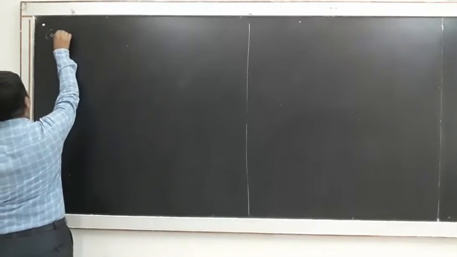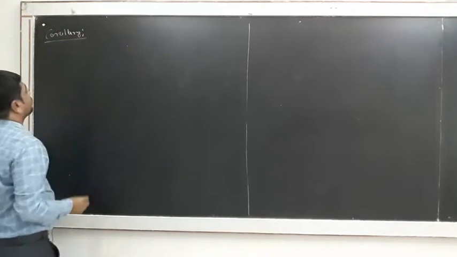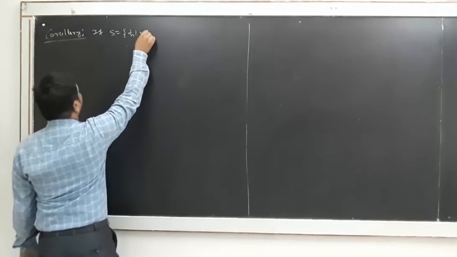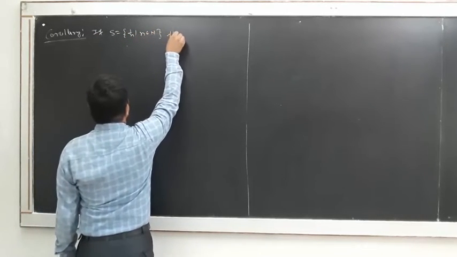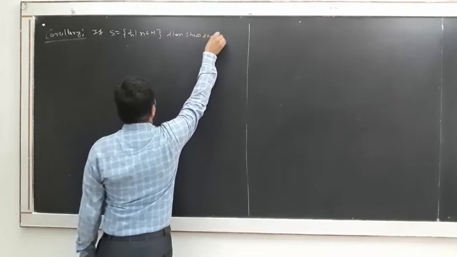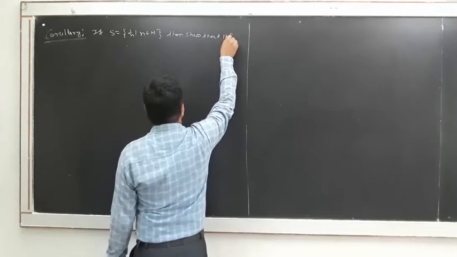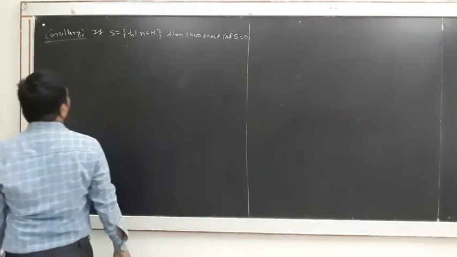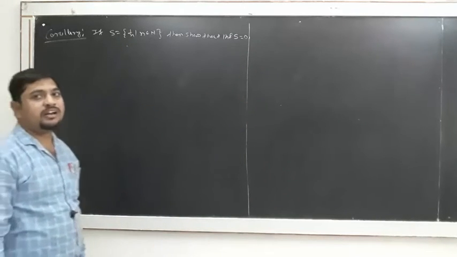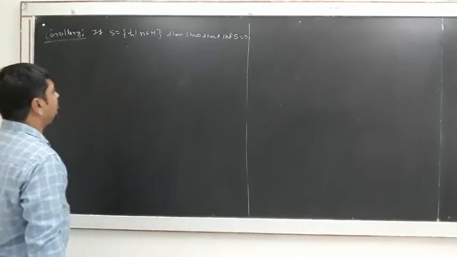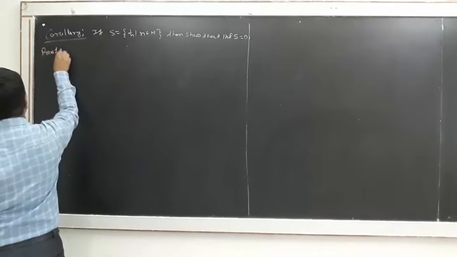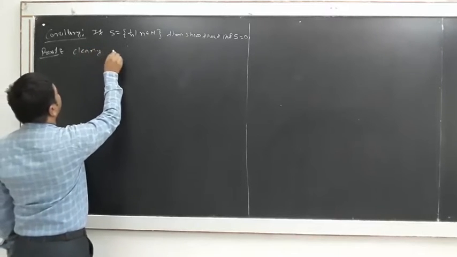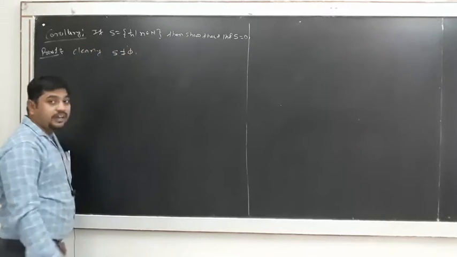So we prove one corollary. If S is equal to the set of 1 upon n, where n belongs to the natural numbers, then show that the infimum of S is equal to 0. We will try to prove this. Proof. Clearly S is not equal to the empty set, that is, S is non-empty.